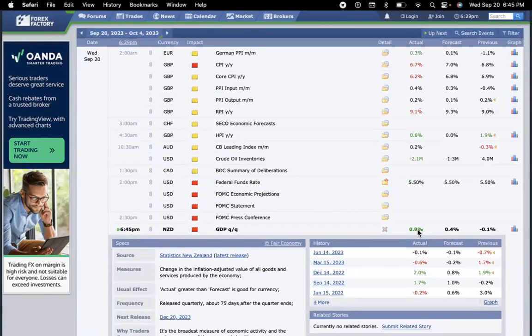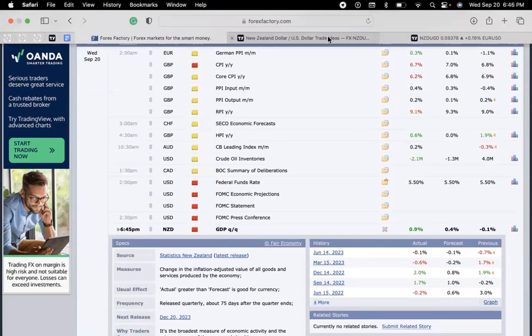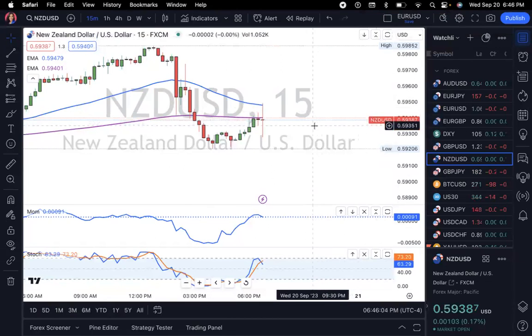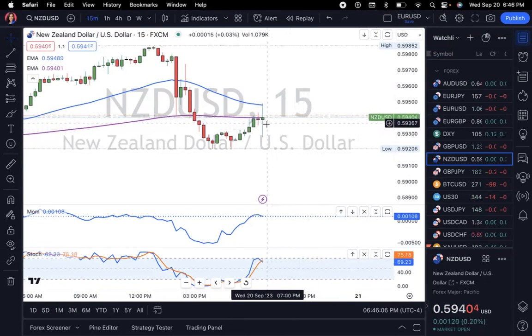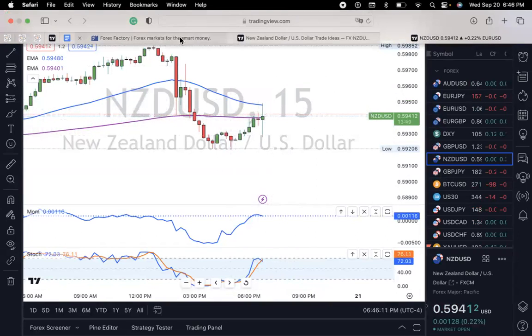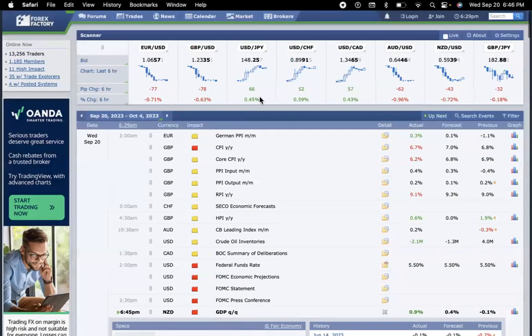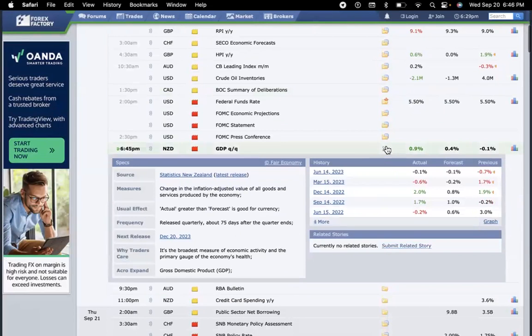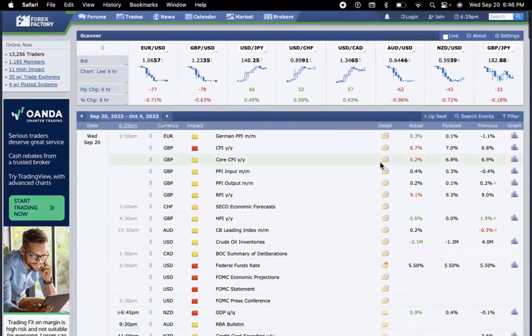And again, the actual is 0.9%. The forecast is 0.4%. And it says actual greater than forecast is good for a currency. So we are going to see what happens to NZD USD. And if it's good for a currency, we're going to assume that the market is going to be going up. So those are some ways that you can use the homepage of Forex Factory to really help you understand your trades and enter your trades a little bit better.